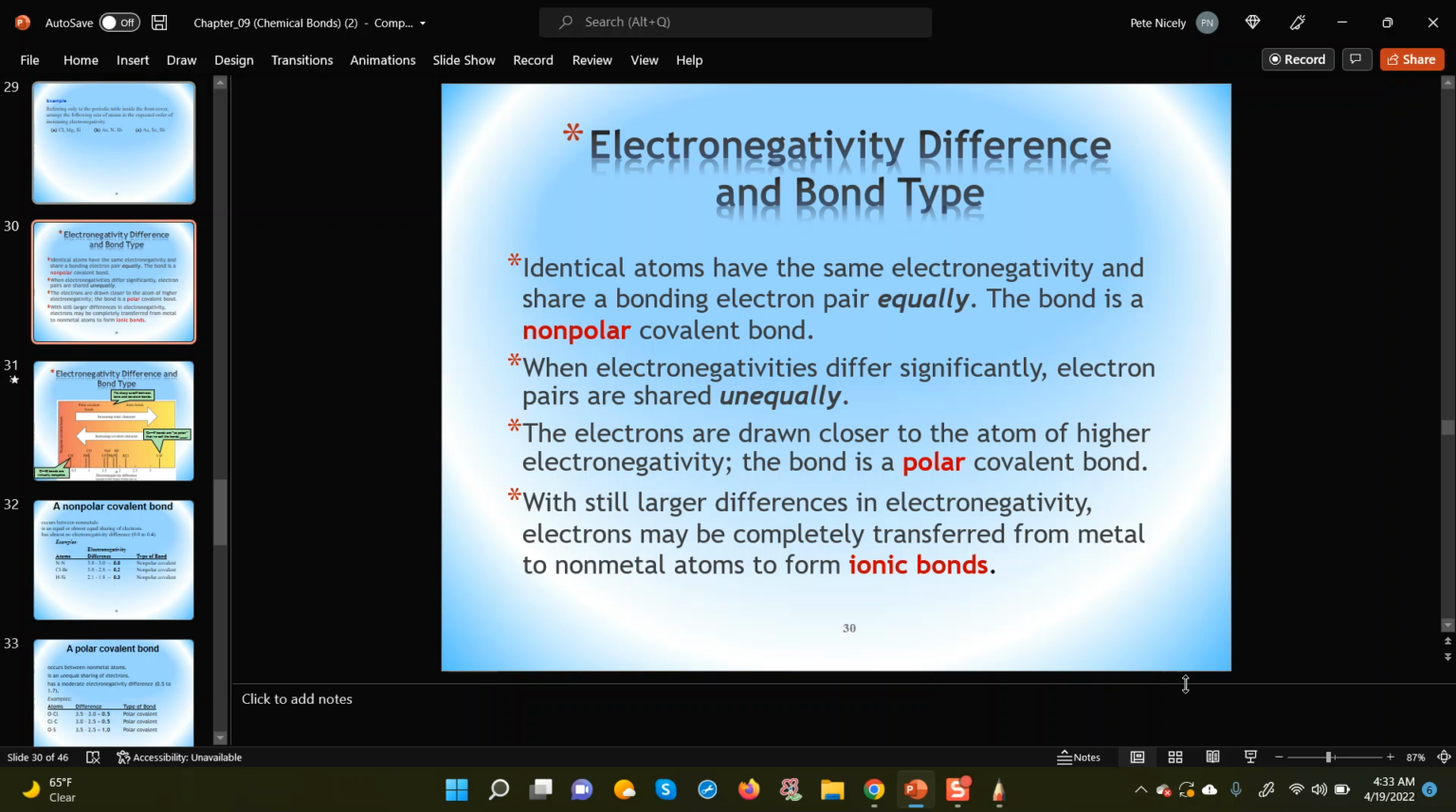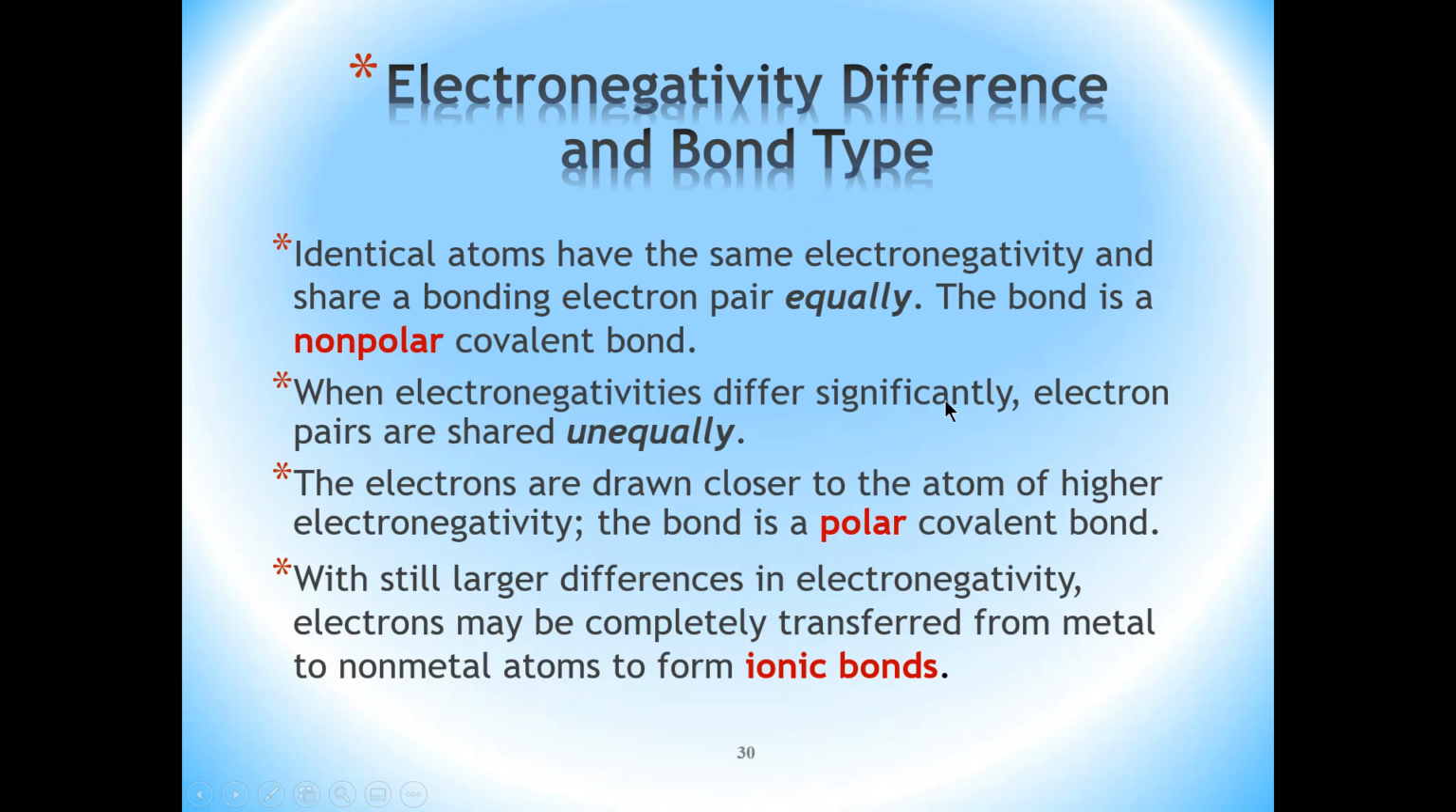So now we're going to look at the electronegativity difference between two atoms bonded to each other and how that's related to the bond type. Firstly, let's deal with a situation where we have two identical atoms bonded to each other. Both atoms will have the same electronegativity values, and therefore both atoms will share the bonding pairs equally. So in that situation, we say that the bond is a nonpolar covalent bond.